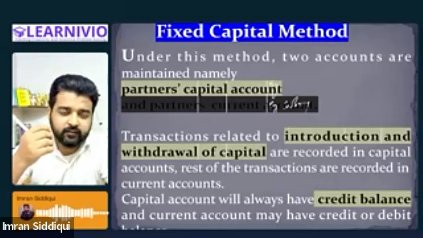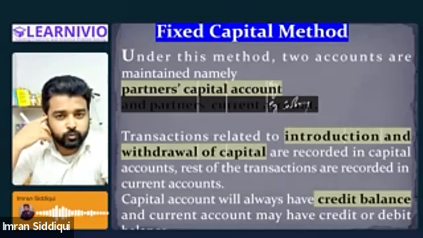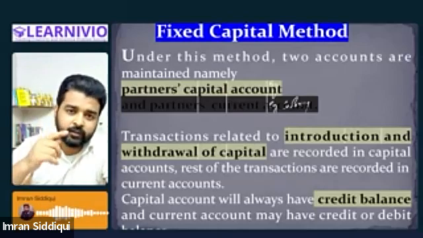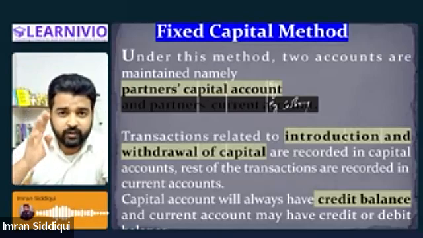Got it? Earlier, while preparing the capital account by the fluctuating capital method, we used to prepare one single account and all the components relating to the capital account were recorded at one single place.